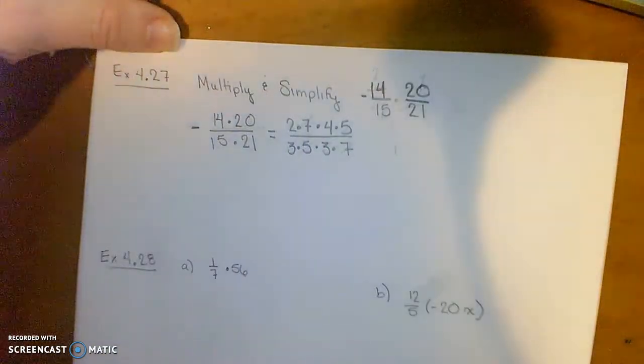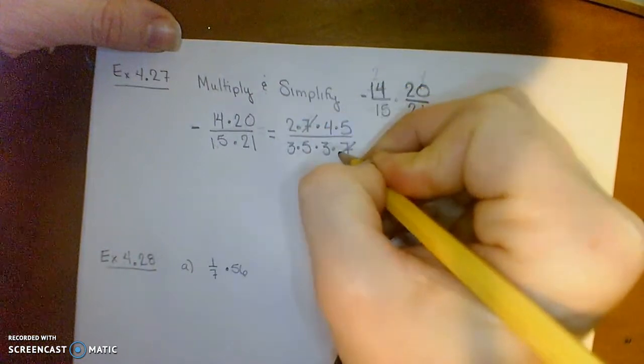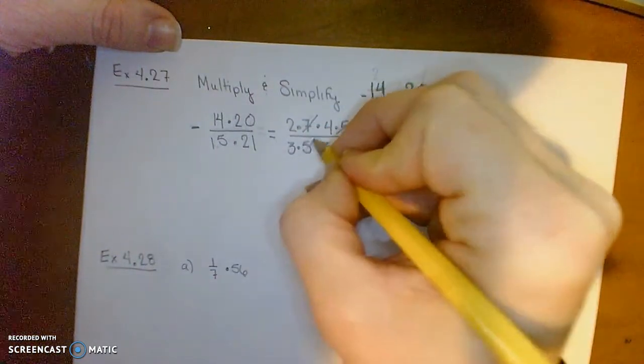And these things are all being multiplied together. So now let me find those common factors. Divide by 7, divide by 7. Divide by 5, divide by 5.